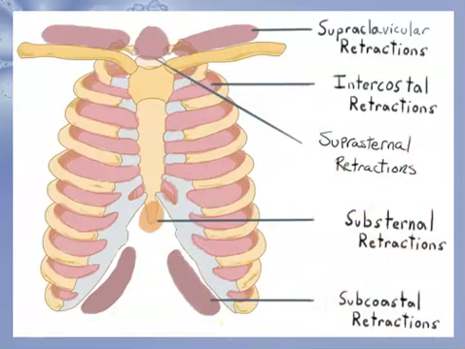Now, when you have an infant, you can't really see supraclavicular retractions because they really don't have much of a neck. So what you are going to see is head bobbing. And we will watch a video with head bobbing in it as well in class together, okay?